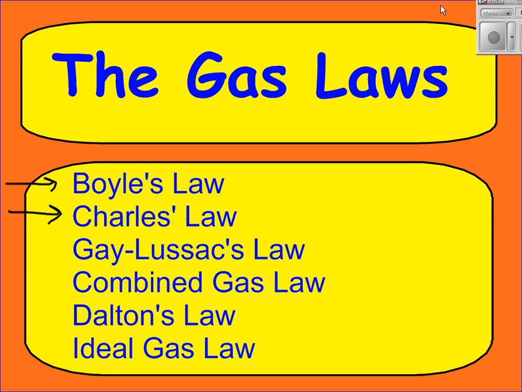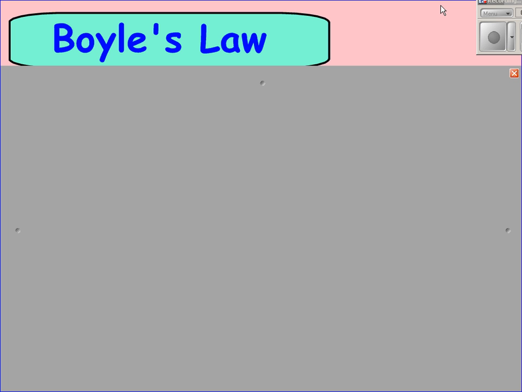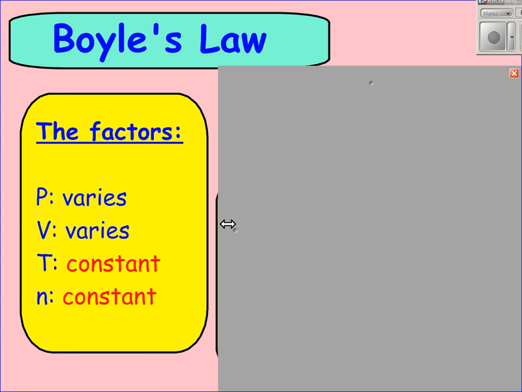The first law is Boyle's law. Now what Boyle's law covers, out of the 4 factors of gases we've talked about, is pressure and volume. Notice how the factors we're looking at can vary for pressure and volume, depending on what changes are made to the gas and its state. Under Boyle's law, we're assuming that temperature and amount remain constant.